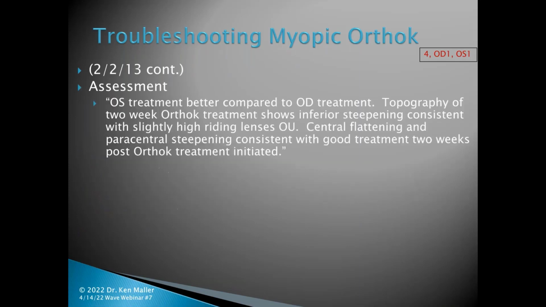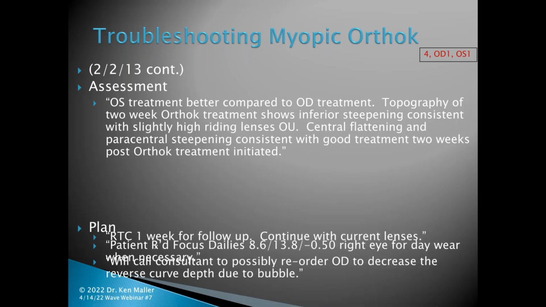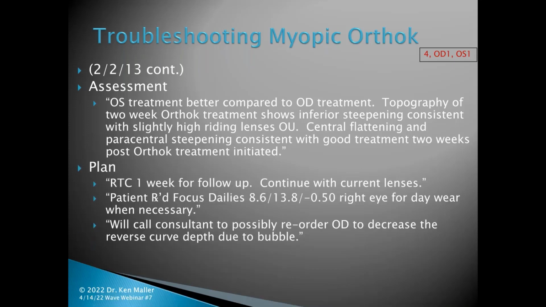So at that visit, OS treatment better compared to OD treatment. Topography of 2-week Ortho-K treatment shows inferior steepening consistent with slightly high riding lenses OU. Central flattening and paracentral steepening consistent with good treatment 2 weeks post Ortho-K treatment initiated. So the plan at that time was recheck another week later and to continue with those current lenses. He was now given some more focused dailies for the right eye only with a -0.5 diopter power to get him by when he was in need of that.